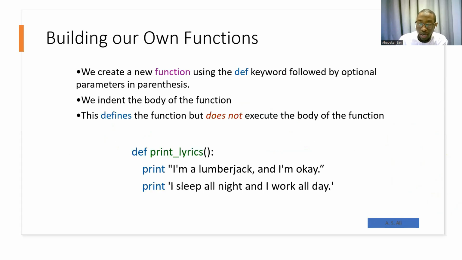Let's look at another function called print lyrics. The moment you call it, it's going to print lyrics for you. I'm a lumberjack and I'm okay. I sleep all night and I work all day, something like that. But this function does not do any execution. It only prints something. There is no mathematical operation, like num equals 1 plus 1. It just prints something for us.